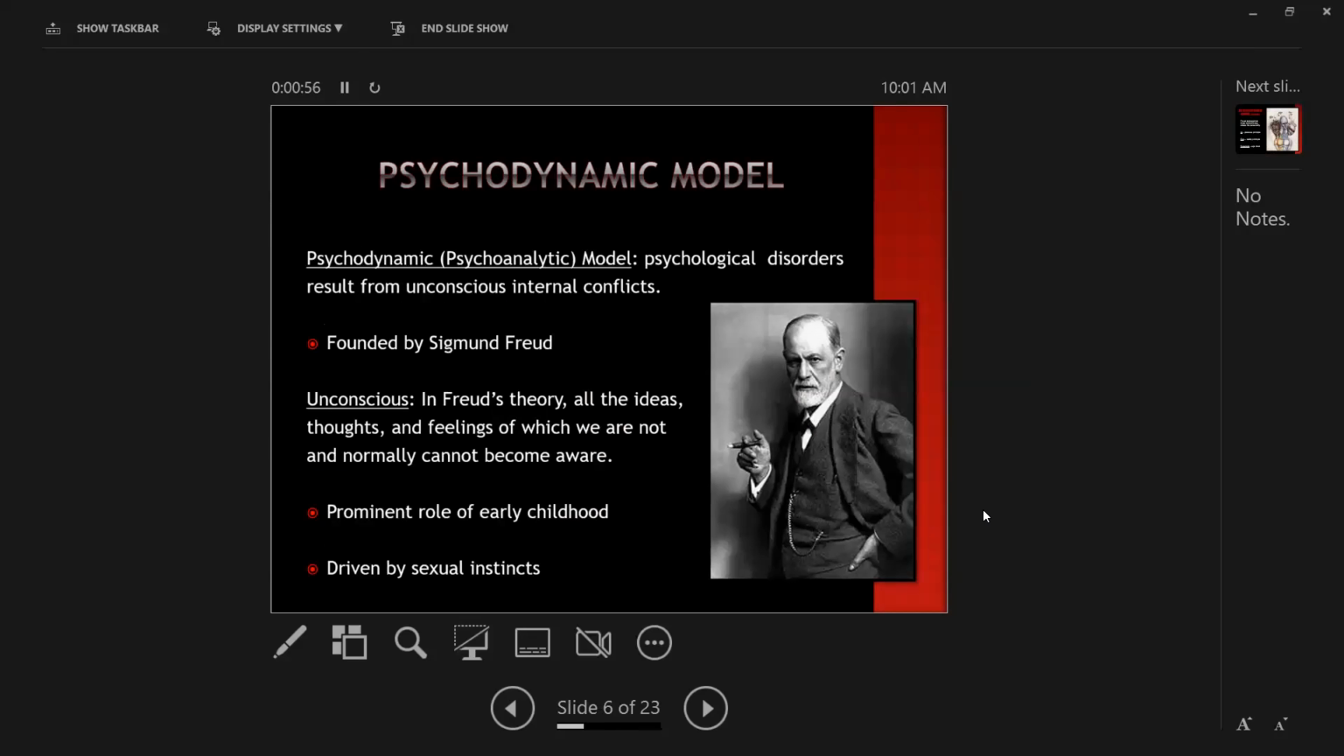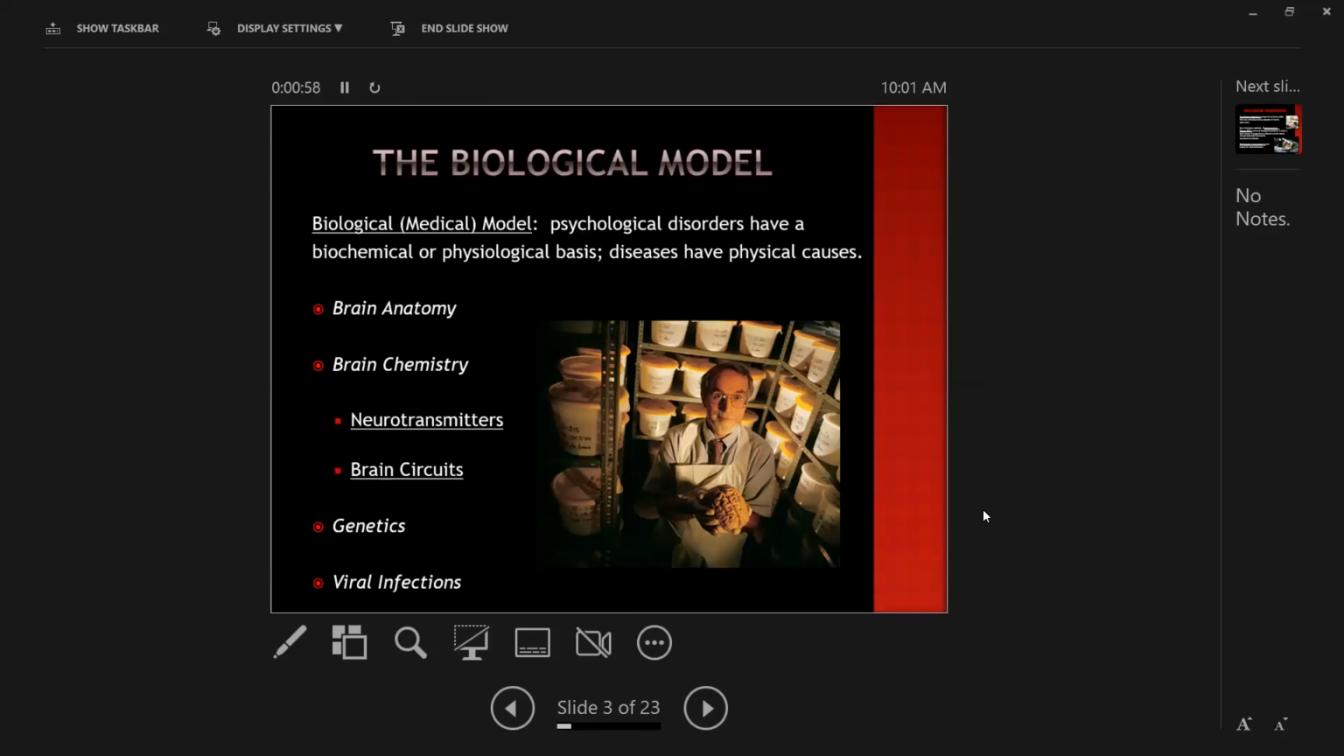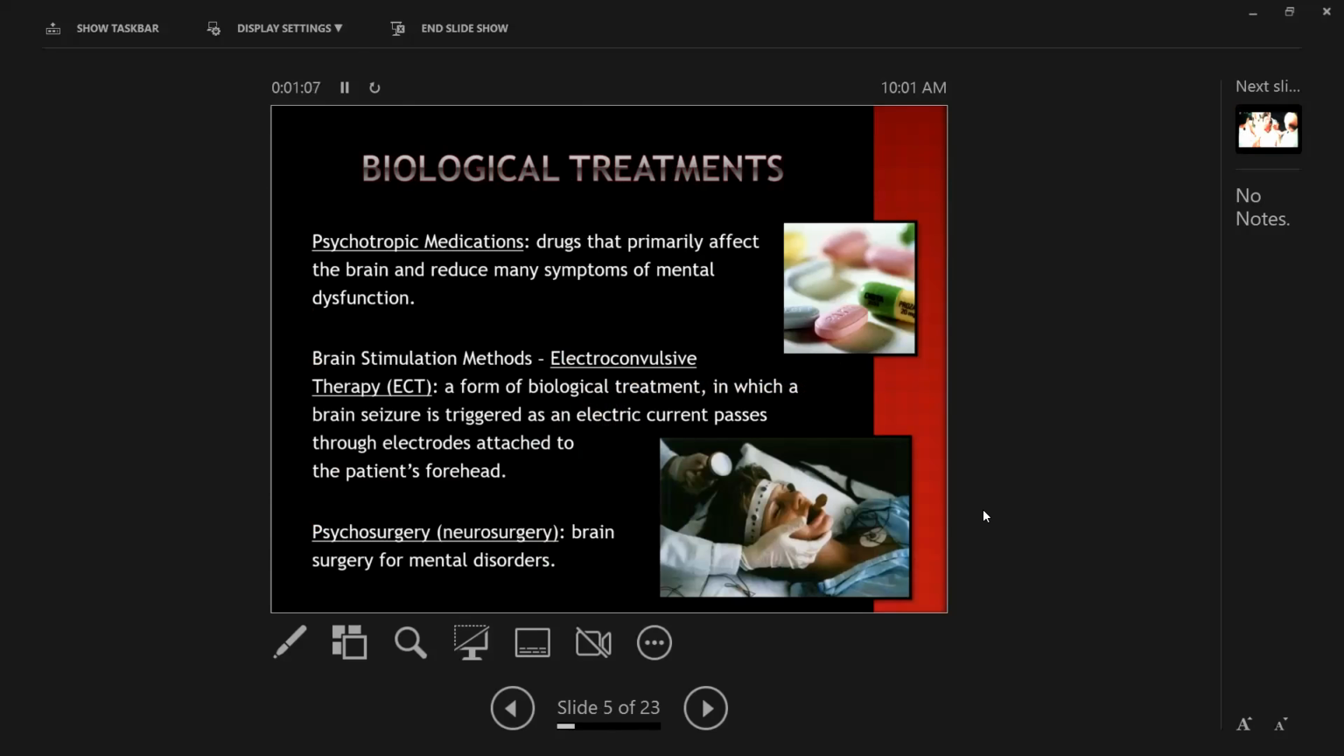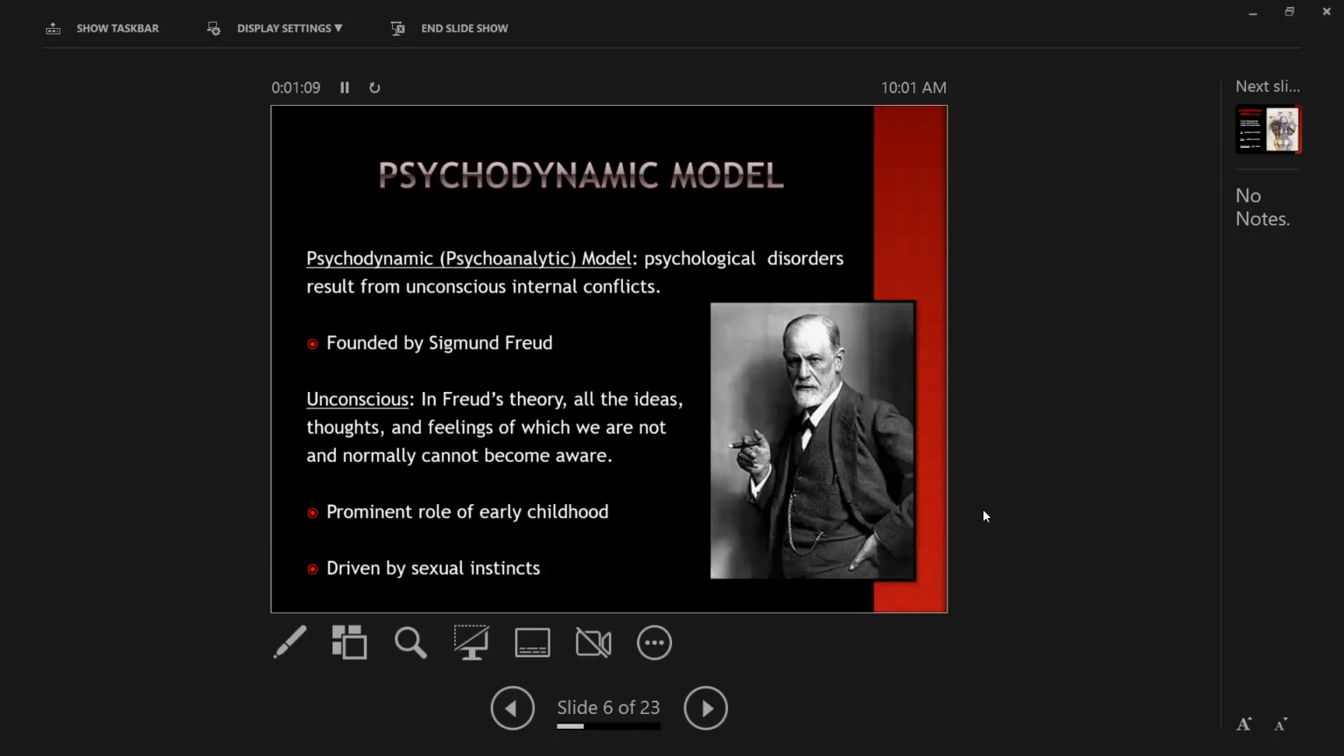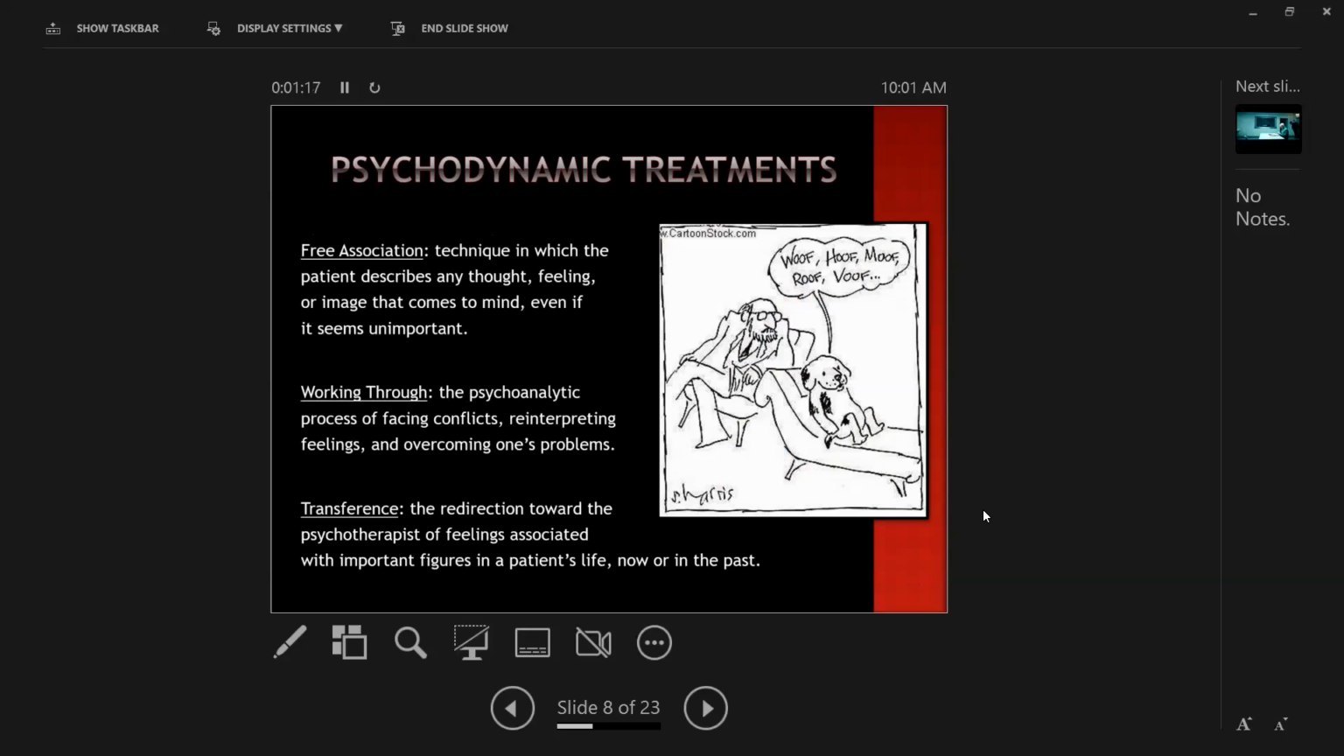Right. So we talked about a few different models, right? That there's a biological model looking at medical, physical causes, and therefore medical and physical treatments, right? That's one perspective we can look at. We talked about Freud's model: the unconscious mind, early childhood, sexuality, aggressive urges, and all of that, looking at a kind of long-winded transference and free association.